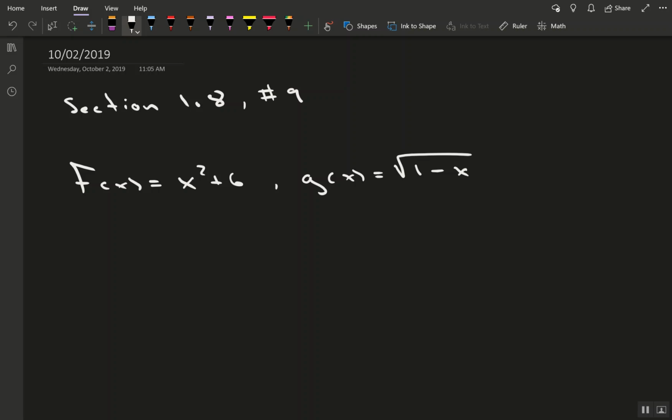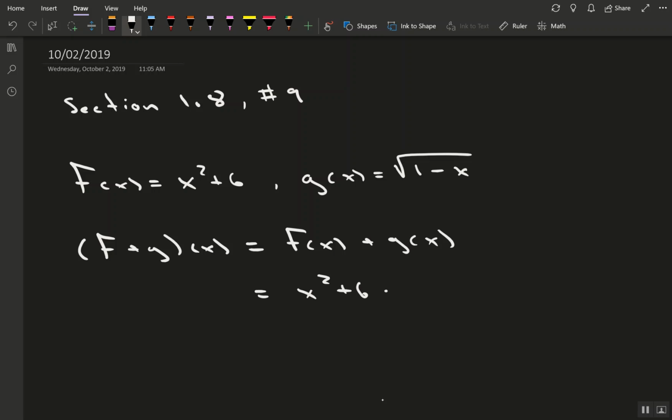Okay, 1.8, number 9. We're given f of x is equal to x squared plus 6, and g of x is equal to the square root of 1 minus x. And they ask us to do several operations and then find the domain of g. So the first one is just f plus g. All right, and that means f of x plus g of x. And so we write x squared plus 6 plus the square root of 1 minus x.